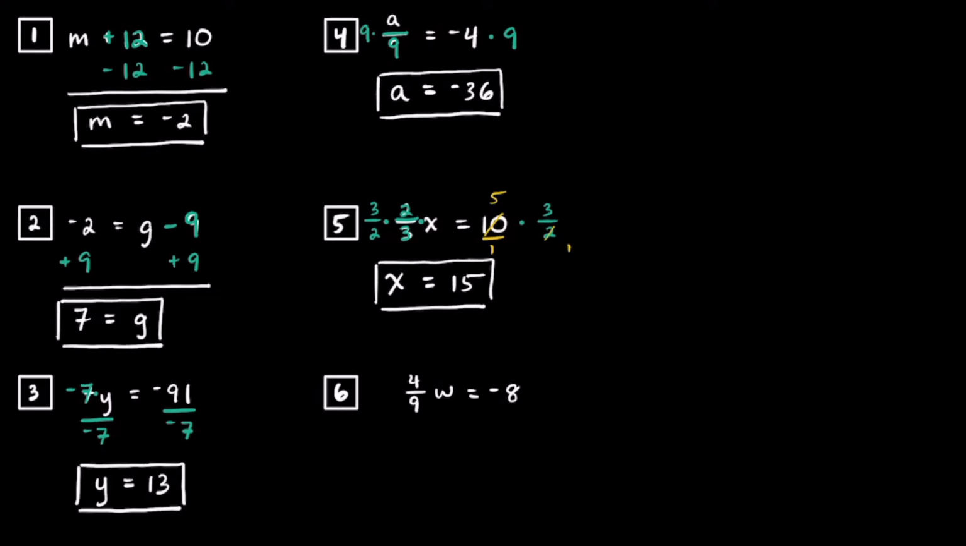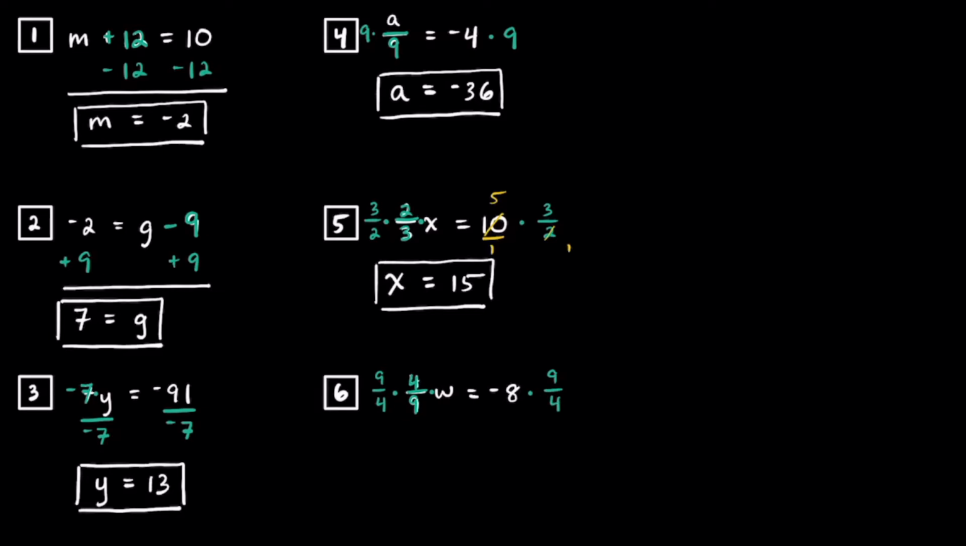For number 6, we have a similar equation to number 5, where we have 4/9 times w is equal to negative 8. So remember, this 4/9 that's in front of the w is being multiplied by it, and we really want a coefficient of 1. So just like the last problem, we can go ahead and multiply the left side by 9/4, the reciprocal, and multiply the right side by 9/4 as well.